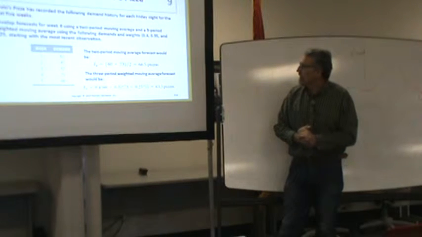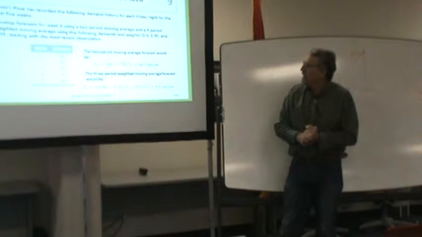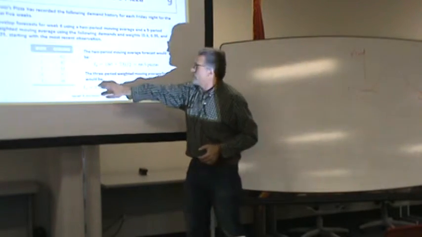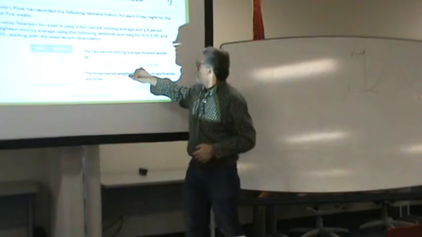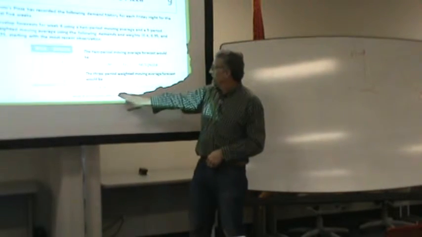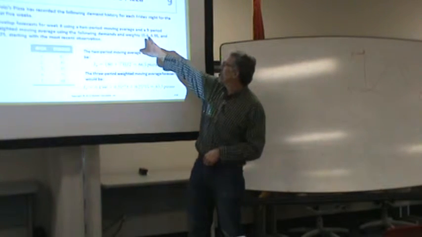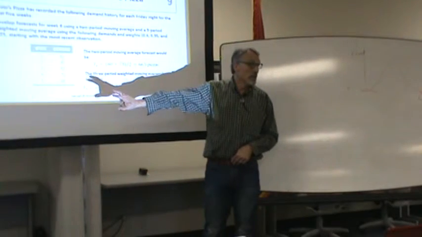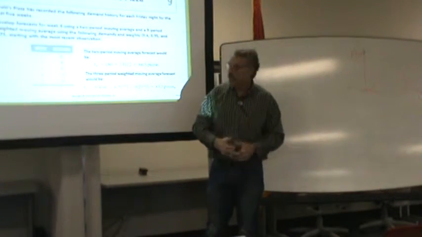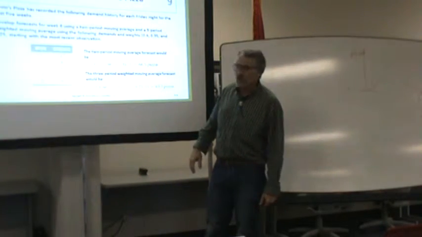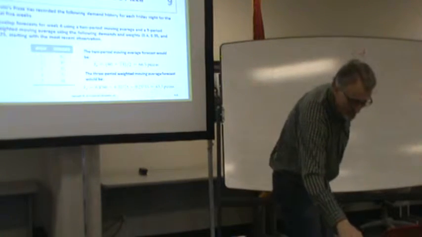So here's Flavio's Pizza. I think this is one in the book, and they're trying to develop forecasts for week 6 using a 2-period moving average and a 3-period weighted average. So for period 6, they're going to use the 2-period moving average. That's just going to use these previous two. So they're saying 66.5. And they're going to use a 3-period weight where the weights are 0.4, 0.35, and 0.25. Now notice the weights always add up to 1. You have to do that or you're going to be skewing things. And so there you get 63.3 pizzas. We don't know how good they were. We're not Flavio.